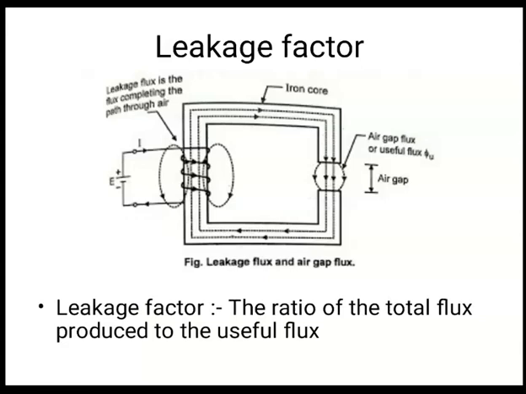There is one small topic, that is leakage factor. Now, just to understand the leakage factor, see this diagram carefully. There's one frame, right? But on the right side of the frame, you can see there is a partition. Means it is cut in between, right? It is not a complete frame. There's a small cut on the right side of the frame. Now on the left hand side, what we have done, we have wound one copper wire, and we gave the supply, right?